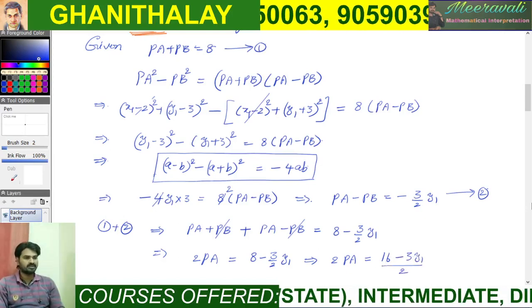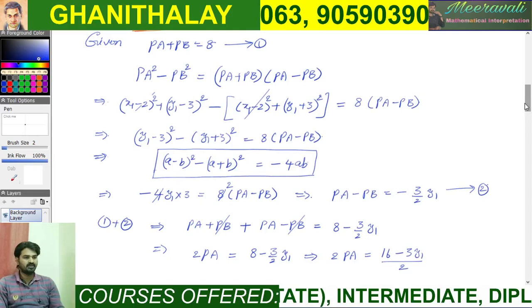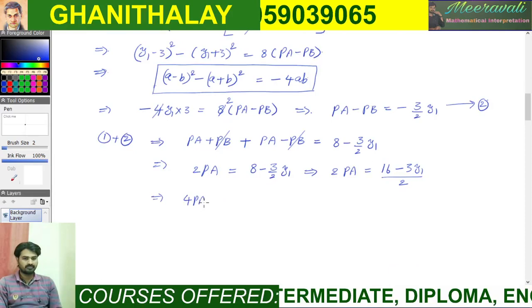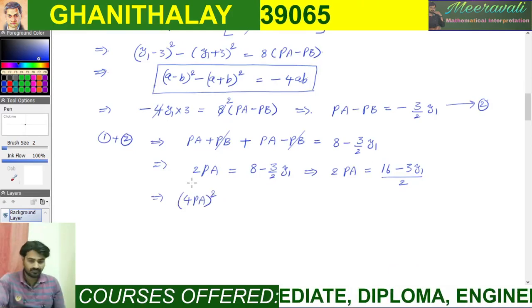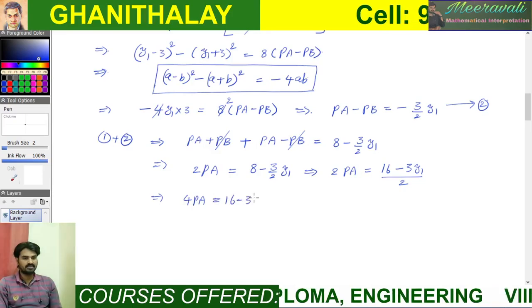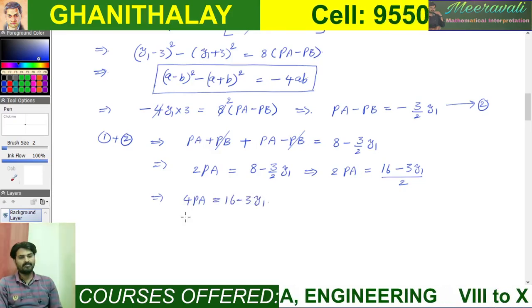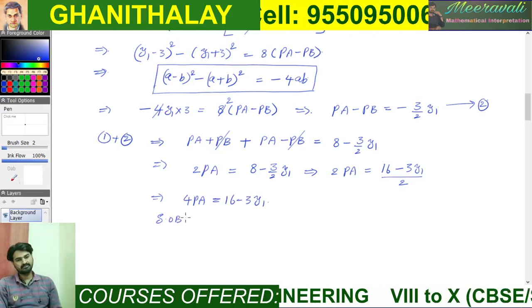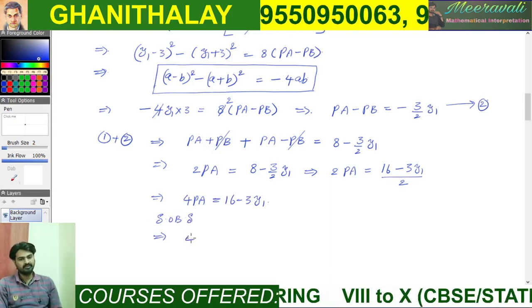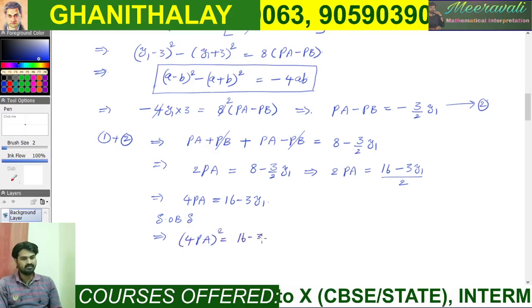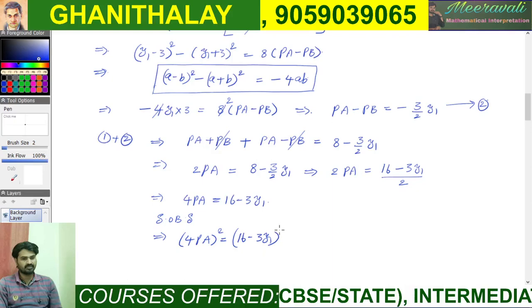Now doing cross multiplication, how much will you get? 4PA is equal to 16 minus 3y1. Okay, now doing squaring on both sides here, how much will you get? (4PA) whole square is equal to (16 minus 3y1) whole square.